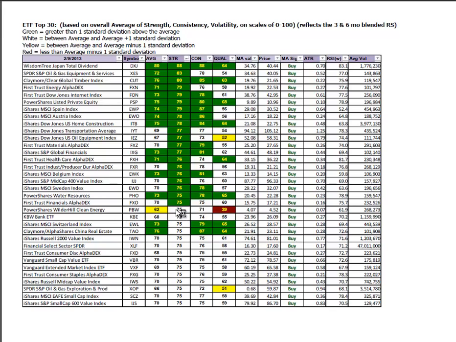Clean energy is actually making a catch-up play here as it's on the boundary of green while its overall score is still yellow. These that are green in the average column but white in the strength column are ones that are beginning to lag.